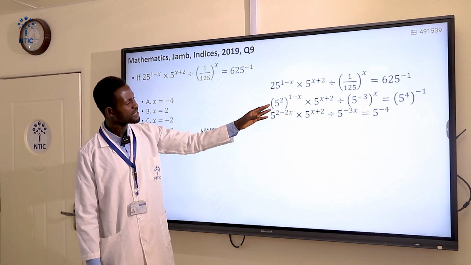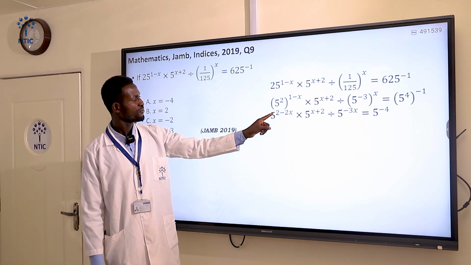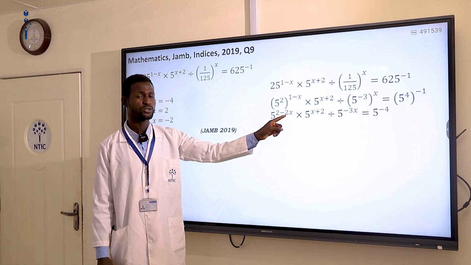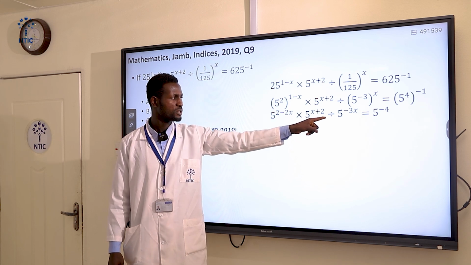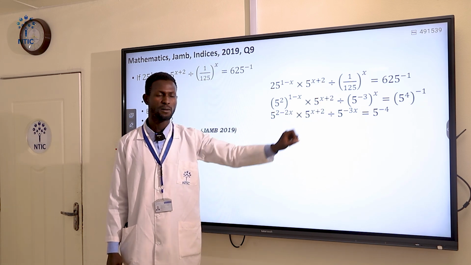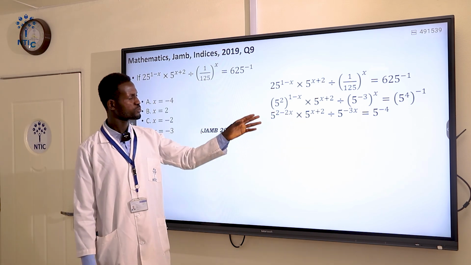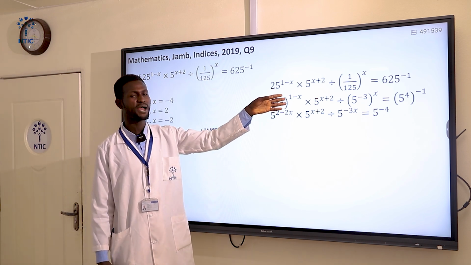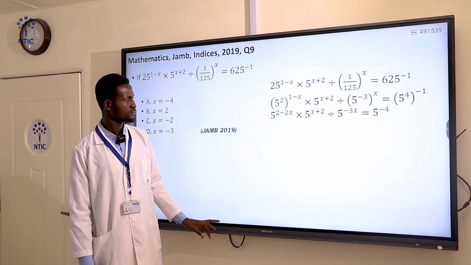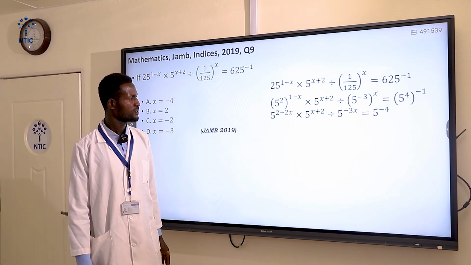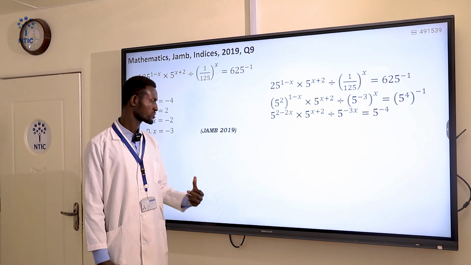So after applying the necessary laws of indices, we get 5 raised to power minus 2 minus 2x times 5 raised to power x plus 2 divided by 5 raised to power minus 3x equals 5 raised to power minus 4. What we should understand here is to multiply out the powers so we can easily remove brackets. Now we can see it is very easy for us to apply the laws of indices.